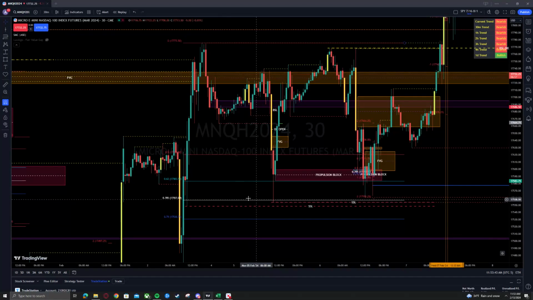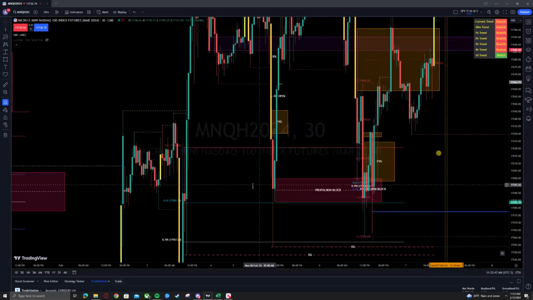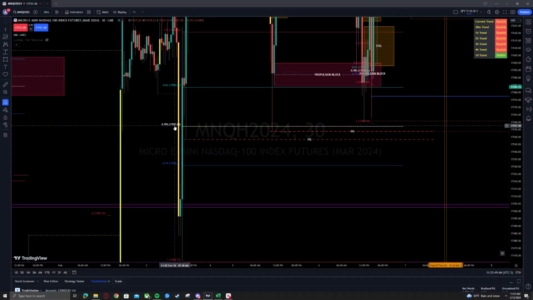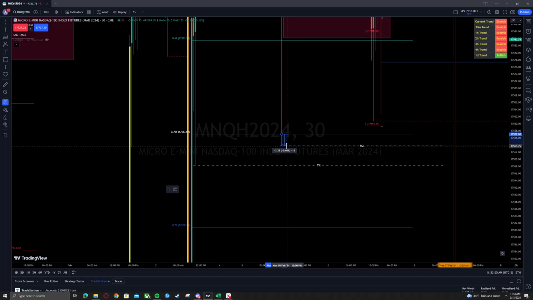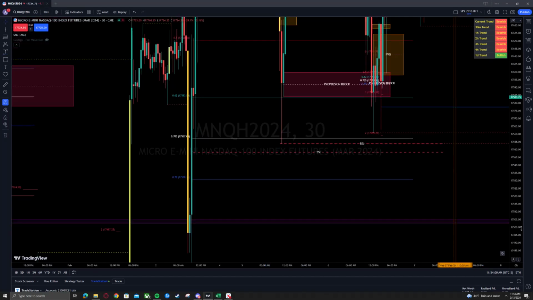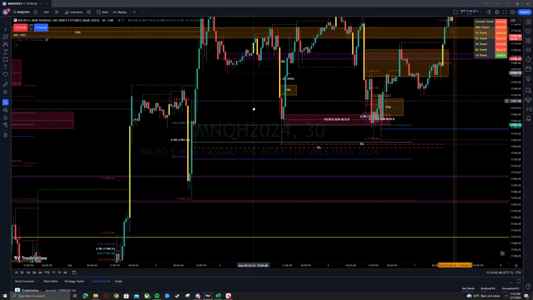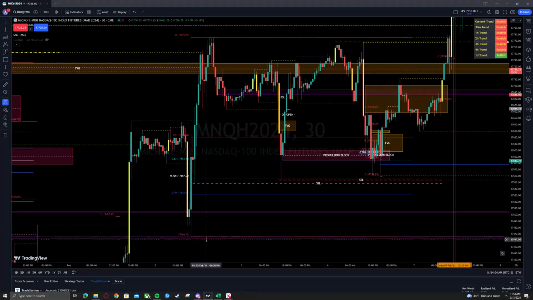So I'm looking at the OTE of this leg up. Right, 705, 17557. So here we are. Oh, it's a leg up. It's a leg up.